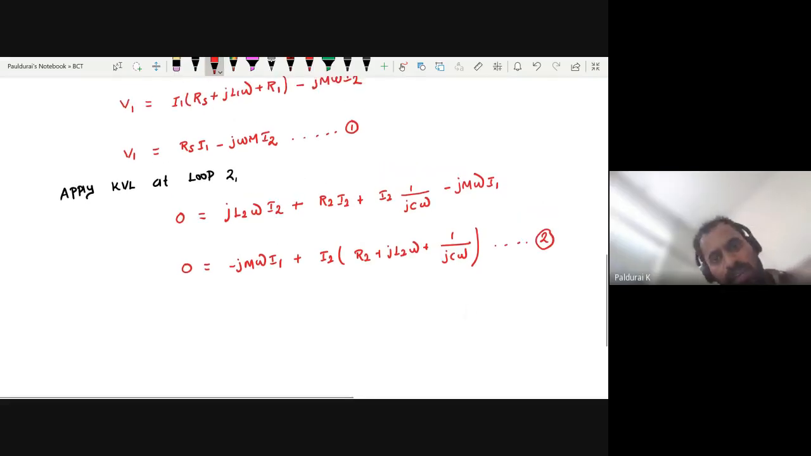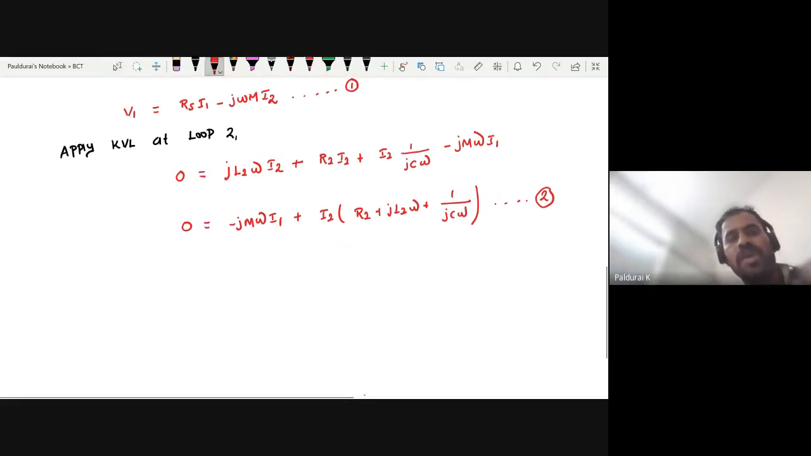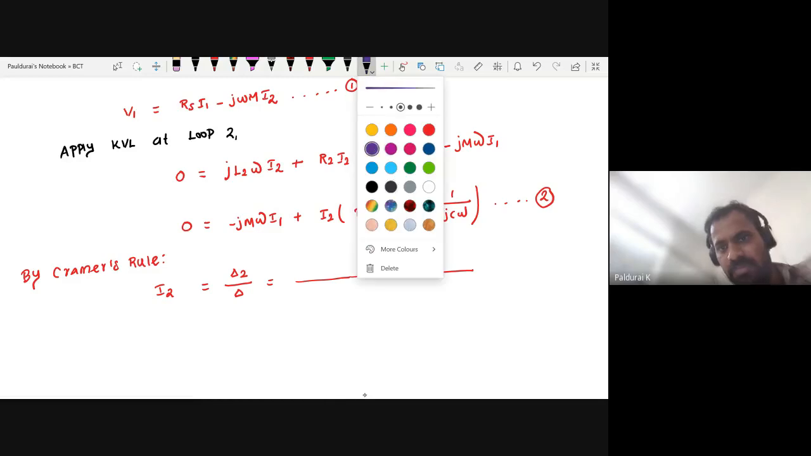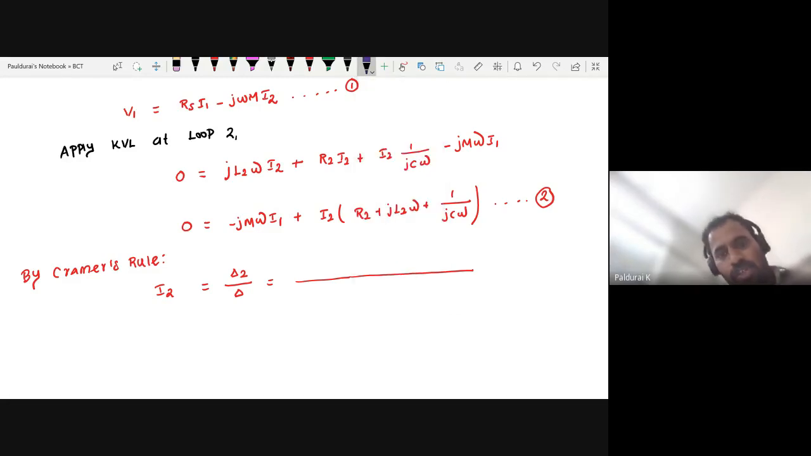Any doubt in developing equation number 1 and 2? Just apply KVL, mesh analysis. So now my aim is I want to calculate I2 by using Cramer's rule. Can you remember what is the formula to calculate I2? This is del 2 divided by del. Let me choose a blue color. So where del 2, what is del?